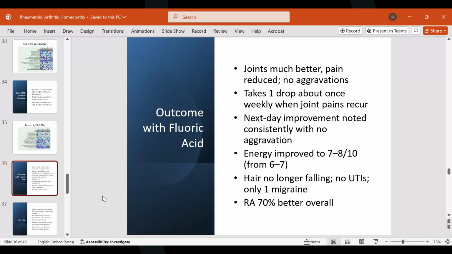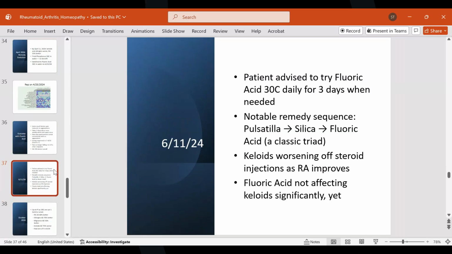Energy has improved from 6 or 7 to 7 or 8 out of 10. Hair is no longer falling. Her alopecia, no, probably telogen effluvium, right? Her telogen effluvium is better. No UTIs, only 1 migraine. The RA is overall 70% better. Right, Bob? Telogen effluvium, probably, from the illness. Probably not alopecia. We call it alopecia. Especially if it came 3 or 4 months after her disease got bad.